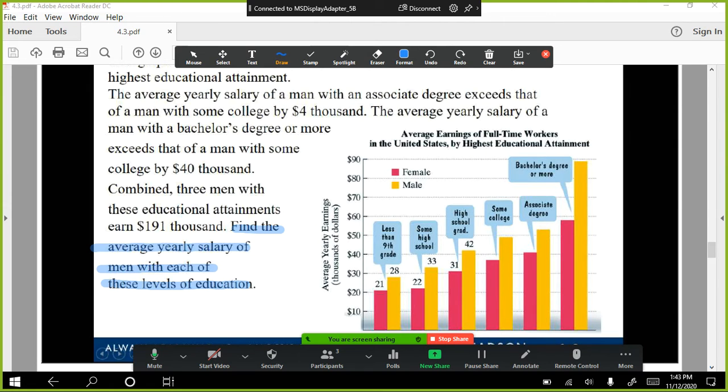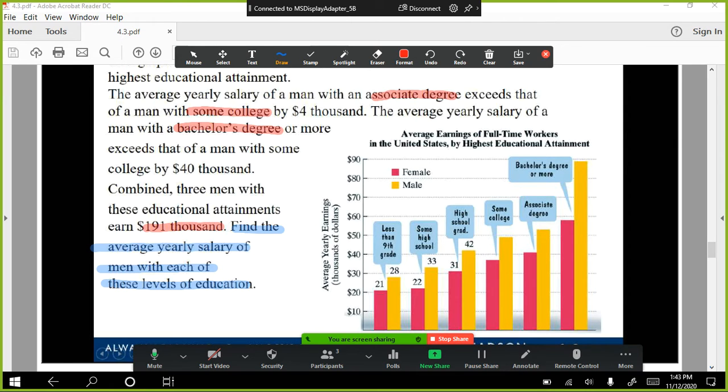Let me see if I can change colors so we can pull this out. They were asking for a man with an associate degree, bachelor's degree, and one that has some college. Okay? So what we've got to do is come up with an equation because we're going to add those 3 together and it's going to equal 191,000.